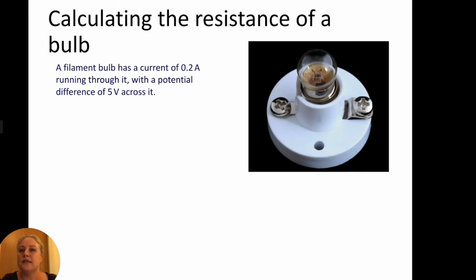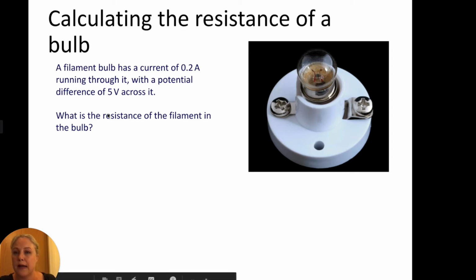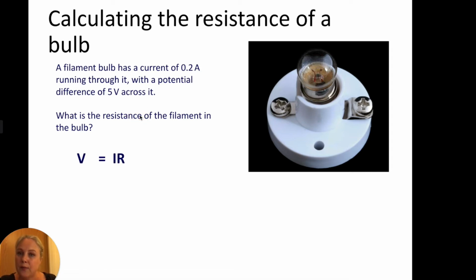Calculate the resistance of a bulb. A filament bulb has a current of 0.2 amps running through it with a potential difference of 5 volts across it. What is the resistance? The first step is to work out what we are being asked to work out. We've been asked to work out the resistance, so we need to get our equation and rearrange it to work out resistance. What else do we know? In the question, we know that the current is 0.2 amps and the potential difference is 5 volts.